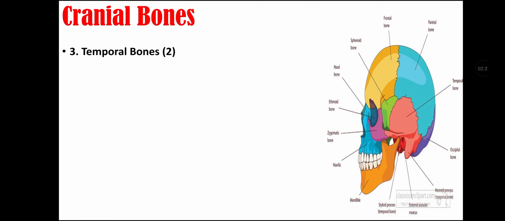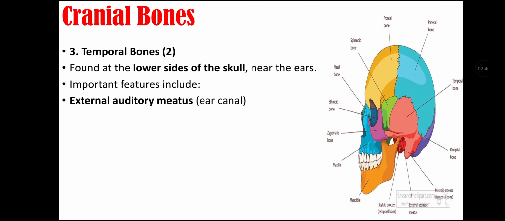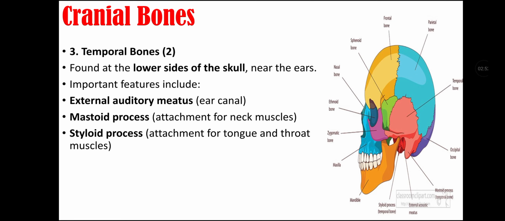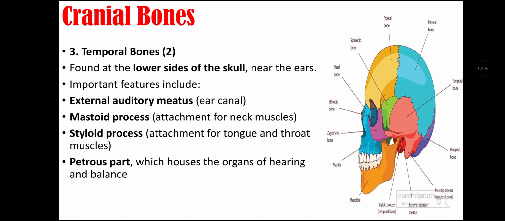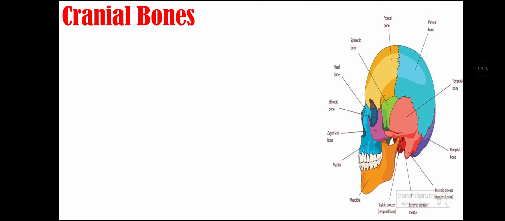Next cranial bone we have is the temporal bone. They are found at the lower side of the skull near the ear. Important features of temporal bone include external auditory meatus, mastoid process that is attachment for neck muscles, styloid process that is attachment for tongue and throat muscles, and petrous part which houses the organs of hearing and balance. It also forms the part of temporomandibular joint which is with the mandible.